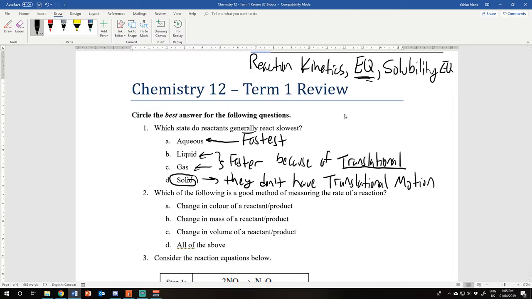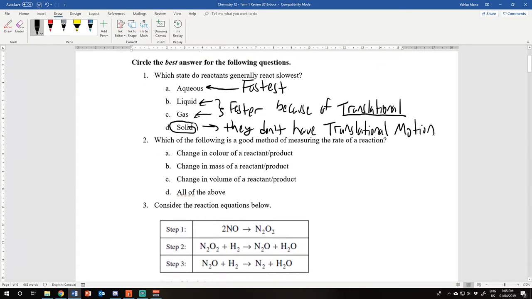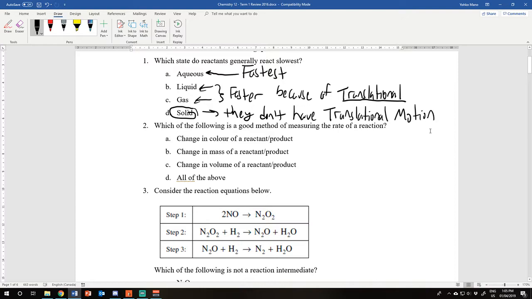Okay, between liquids and gases, gases will react faster than liquids because they have increased surface area and they've got increased translational motion. So the basic idea is that if you want reactants to react fastest, you want to give them as much translational motion as possible, and you want to give them as much surface area as possible. Okay, that combination will make them react super fast.